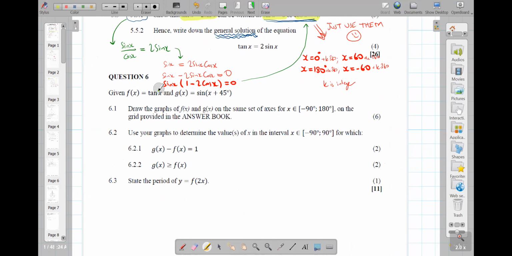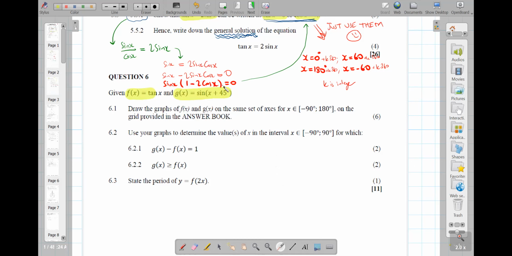And what are the graphs? We have tangent x, and then we have a sine graph which is shifted. So we have 2 graphs. One of them is the tangent, one of them is sine that is shifted. And you will be given your answer book. So that's the good stuff.